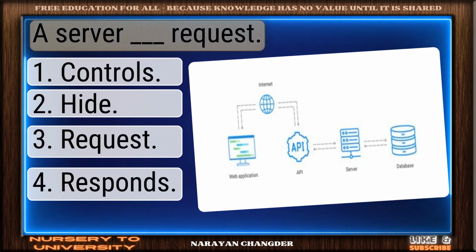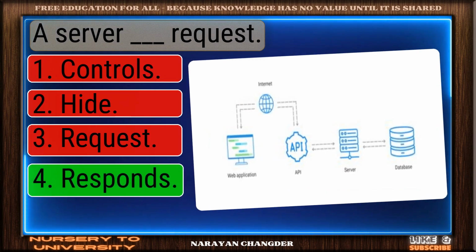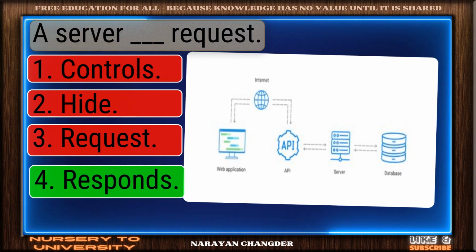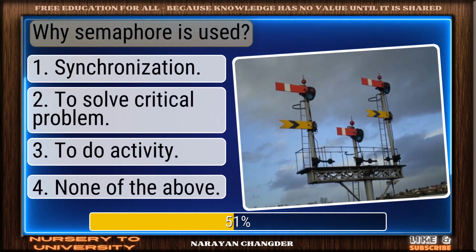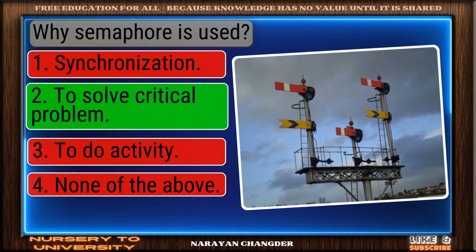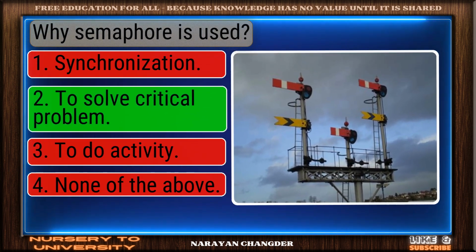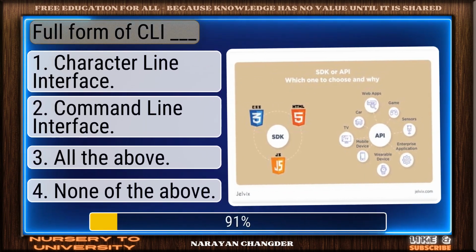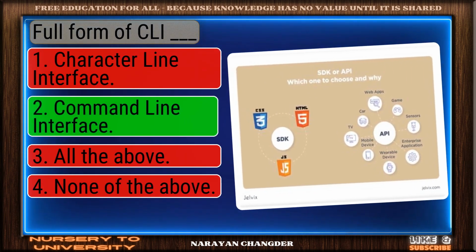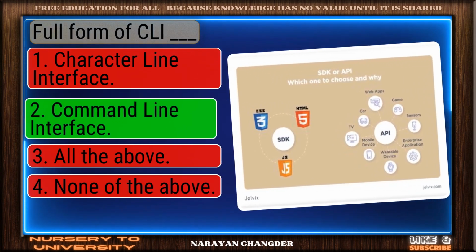A server Dash request. Solid response. Response is a valid choice. Why is a semaphore used? Nice work. You chose to solve critical problem and it is correct. Full form of CLI Dash. Nice selection. Command line interface is the correct and valid answer.